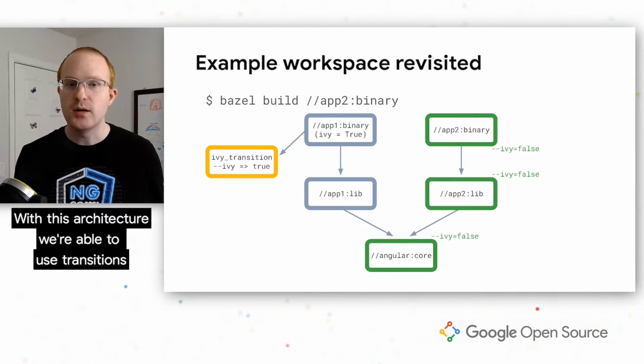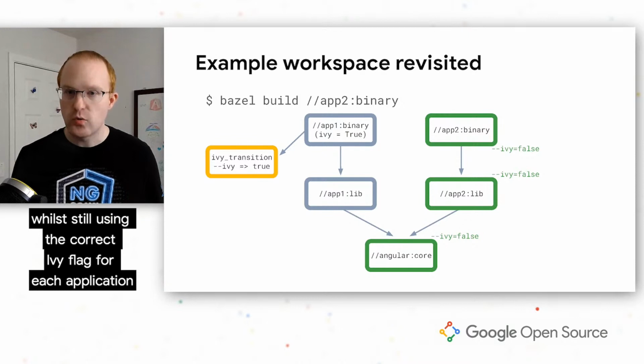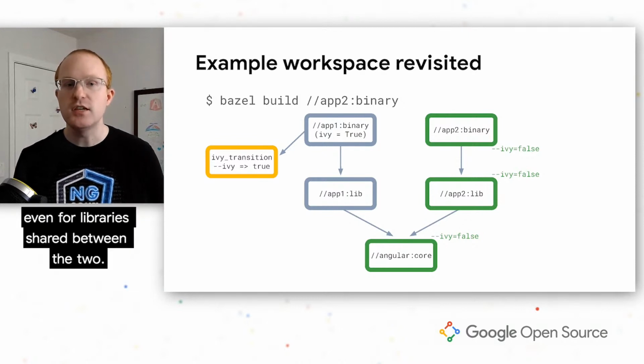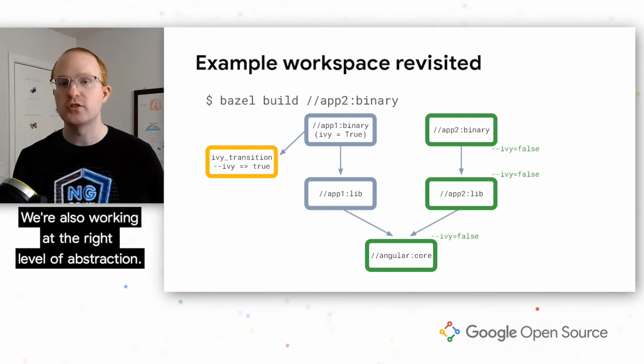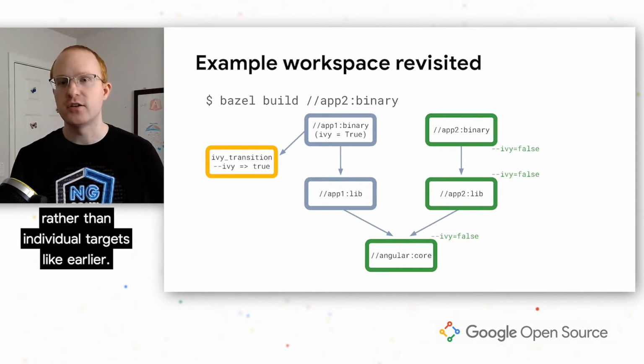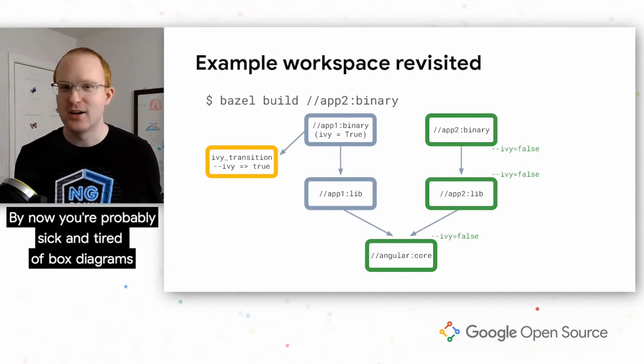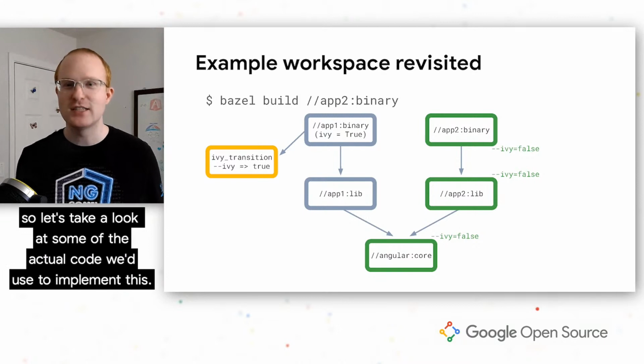With this architecture, we're able to use transitions to isolate these applications from each other, while still using the correct Ivy flag for each application, even for libraries shared between the two. We're also working at the right level of abstraction now. We're opting in applications rather than individual targets like earlier, so this is much closer to what we originally wanted. By now you're probably sick and tired of box diagrams, so let's take a look at some of the actual code we would use to implement this.